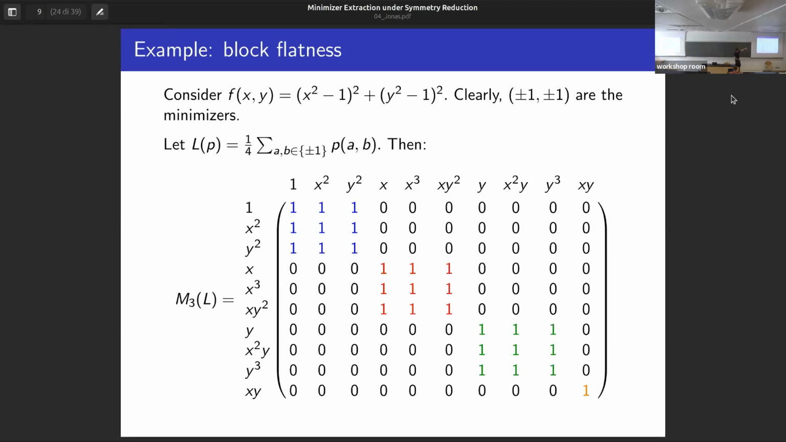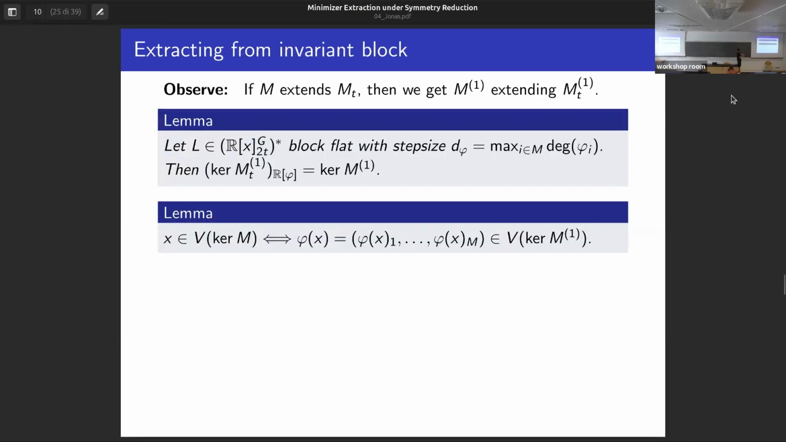Okay, so in this previous example, we have the minimizers plus minus 1, plus minus 1, and the fundamental invariants would be precisely x squared and y squared. So suppose x is plus 1, minus 1, one of the minimizers, then phi of x would always just be 1, 1, because you're plugging it into x squared and y squared. So instead of extracting 4 different minimizers, you're just extracting the information x squared is equal to 1 and y squared is equal to 1.